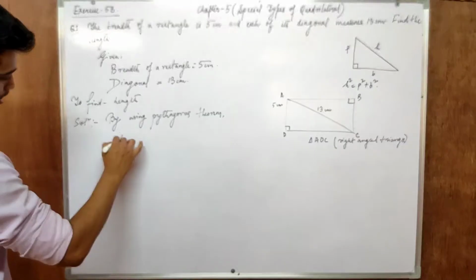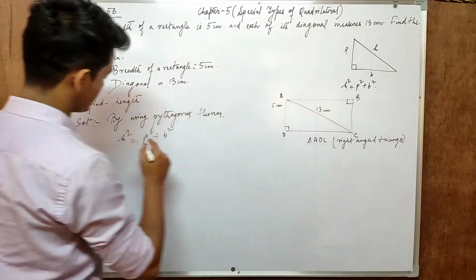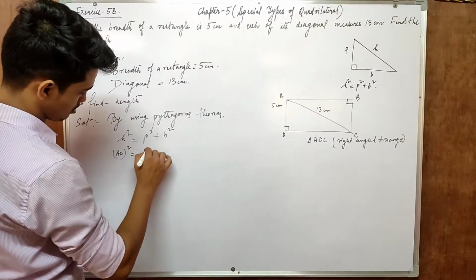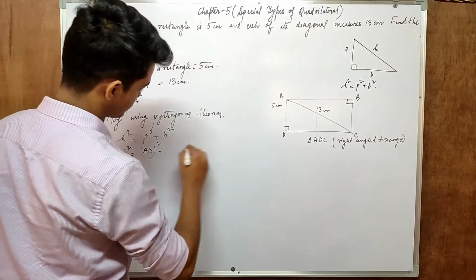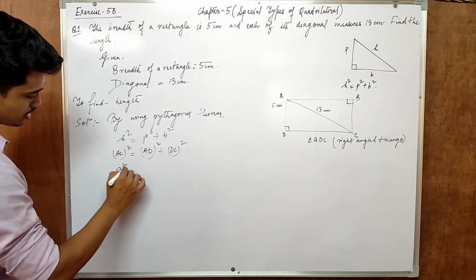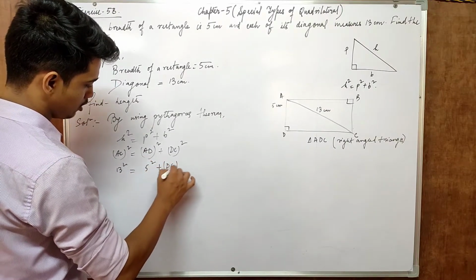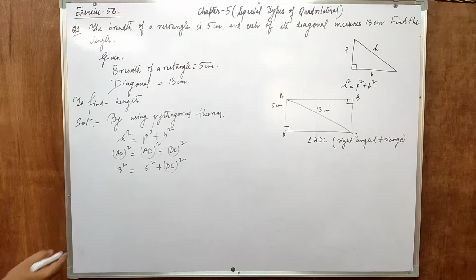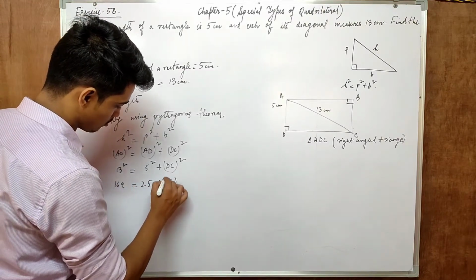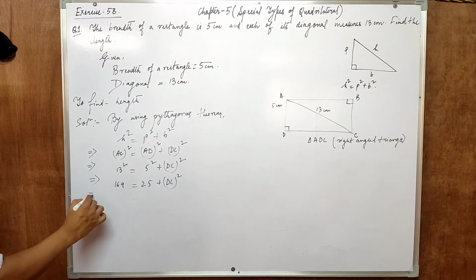What is the formula? That is h square equal to p square plus b square. So what is h square over here? That is AC square equal to p square, which is AD square, plus b square, which is DC square. The value of AC is given, that is 13 square, and then AD square is 5 square, and DC square will be unknown for us. 13 square is 169, equals 25 plus DC square. One thing I forgot to do, that is the sign of imply. Yes, it's very important.